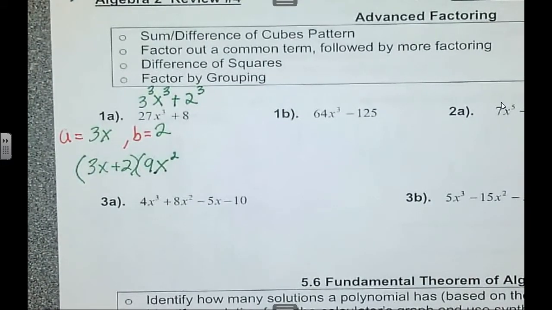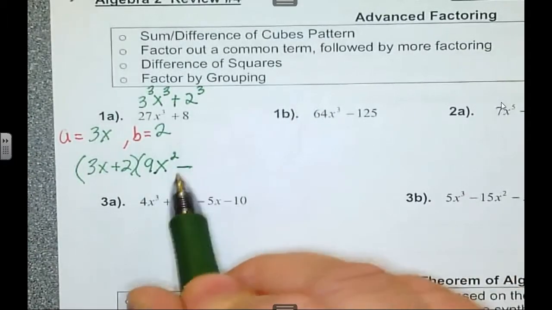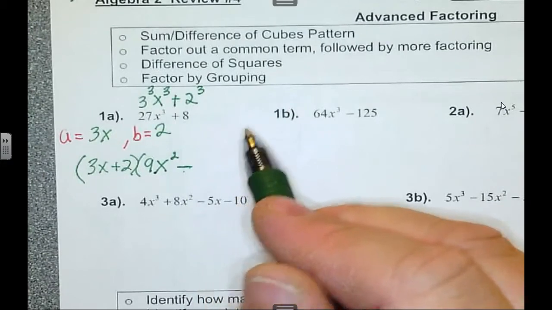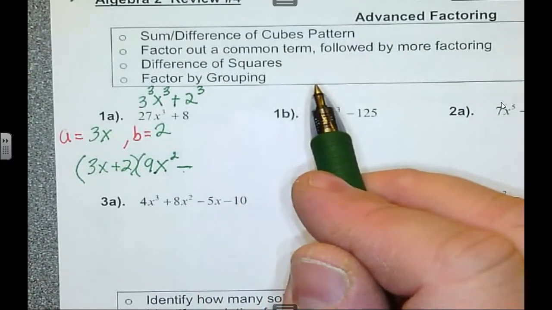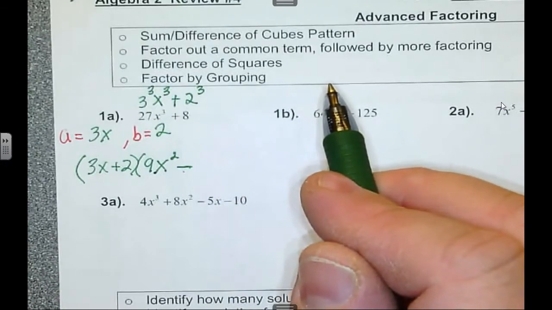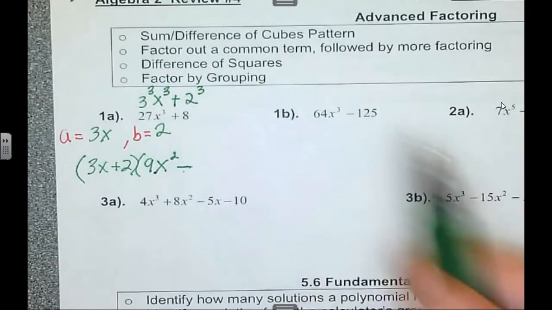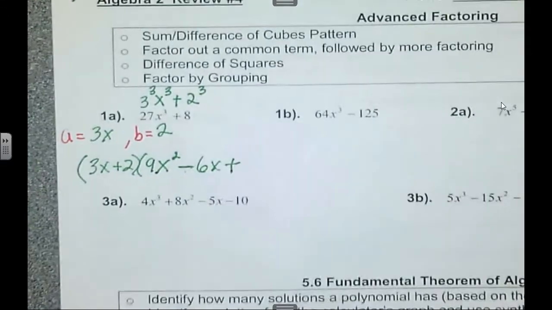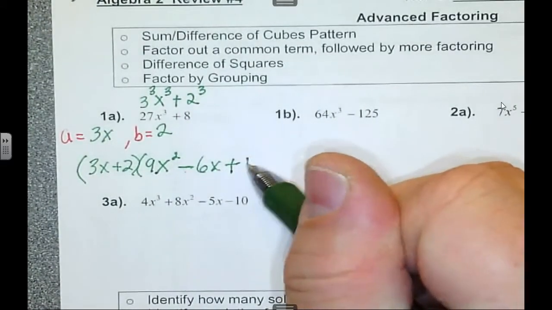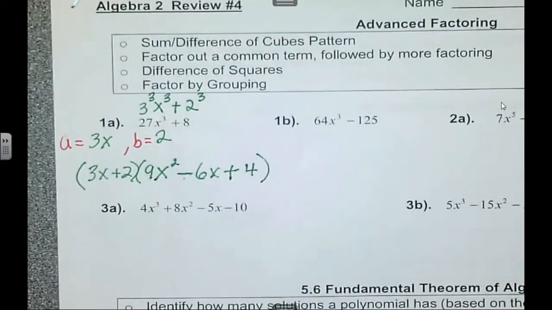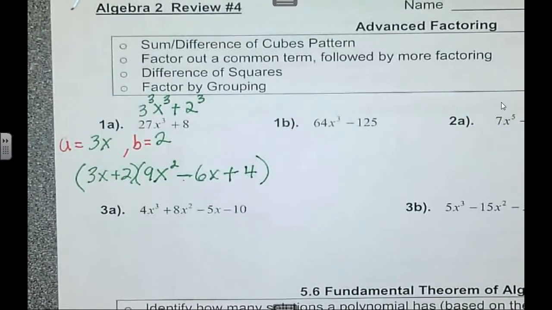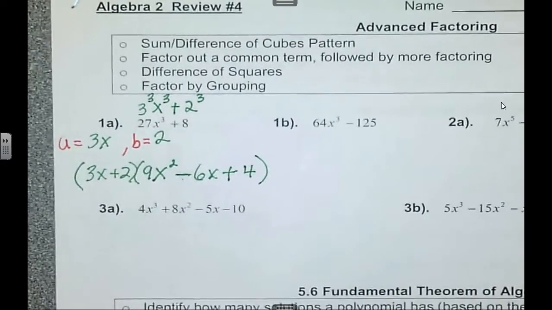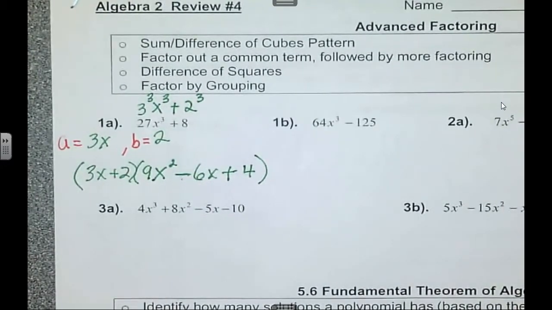A times b. What's a times b? There's a minus sign in the formula. 3x times what? A times b. 2. 3x times 2. 6x. Okay, and then I have a plus sign in the formula. What's 2 squared? There it is. Can't get much easier than that. Now, a lot of you are missing that.